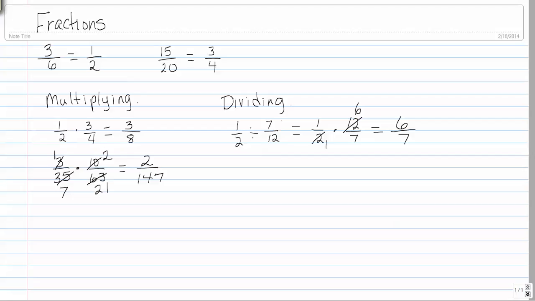Now, if you have a mixed number and you're multiplying, so say for example you had 1/4 times 5 and 5/6, you're going to need to rewrite that mixed number as an improper fraction first. So that's going to be 1/4 times, and if we rewrite this as an improper fraction, you say 6 times 5 is 30. 30 plus 5 is 35, so it would be 35 over 6. And then we look to see if we could cancel out. And nothing cancels out, so it's just going to be 35 over 24.